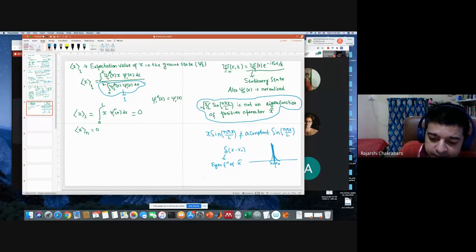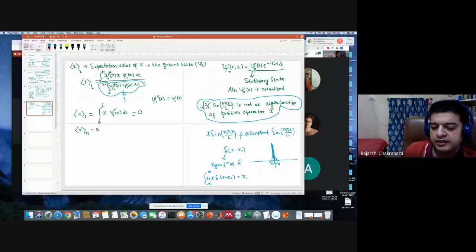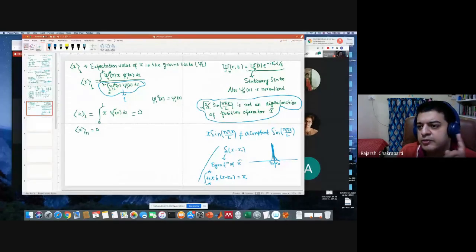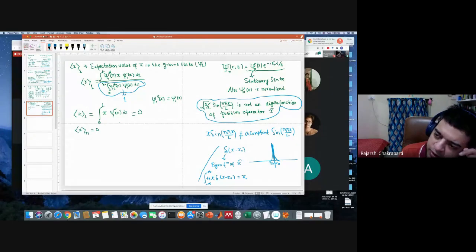Because there is an identity: if I take X, multiply this with delta of X minus X naught, and integrate this all over space, the answer is this. That is how it is possible. We'll do this later. But the point is, your wave function, sine of n pi x by L times root over 2 by L, is not an eigenfunction of the position operator X. But we can always calculate the average value, and the expectation value of X is 0.